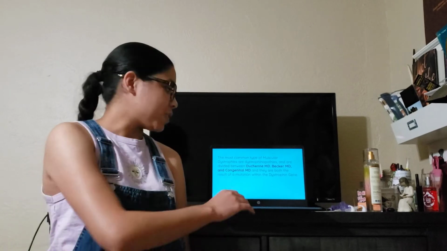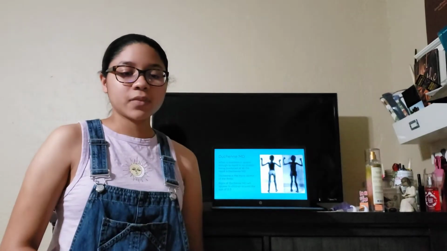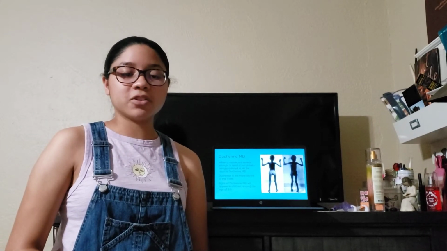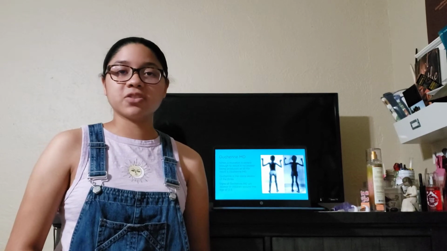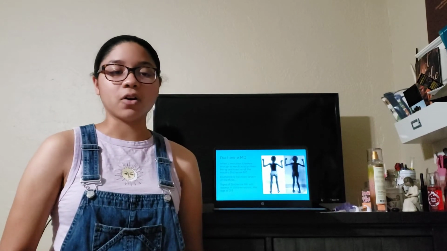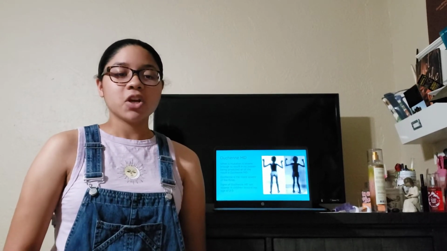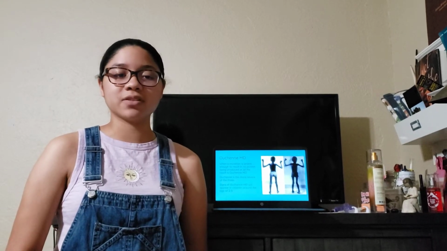The first type of muscular dystrophy is Duchenne MD. According to the Muscular Dystrophy Association, Duchenne MD occurs when a mutation is severe enough that it results in no protein being produced at all. Because of this, Duchenne is the most severe of the three main types of muscular dystrophies.